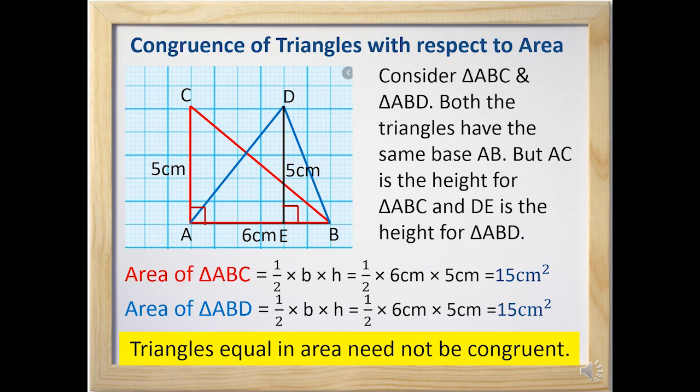This shows that triangles with the same area need not be congruent.